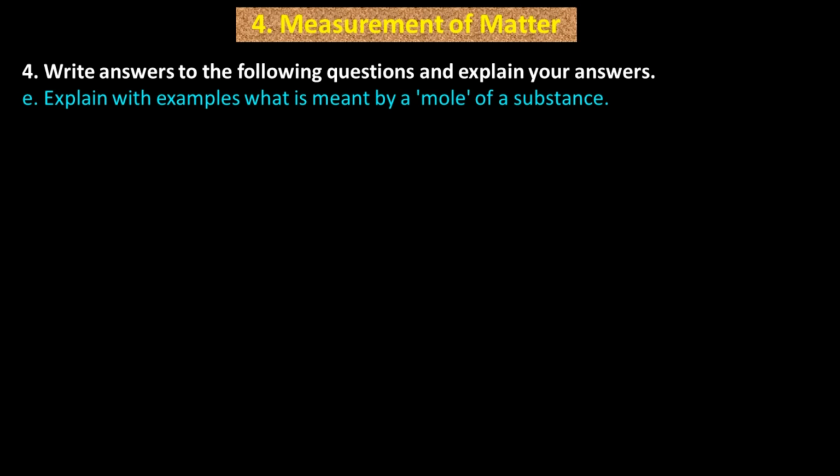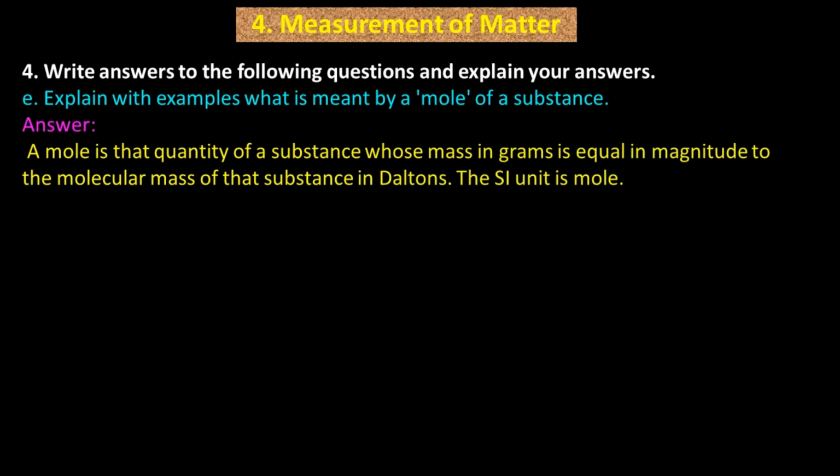E. Explain with examples what is meant by a mole of a substance. Answer. A mole is that quantity of a substance whose mass in grams is equal in magnitude to the molecular mass of that substance. In Daltons, the SI unit is mole.